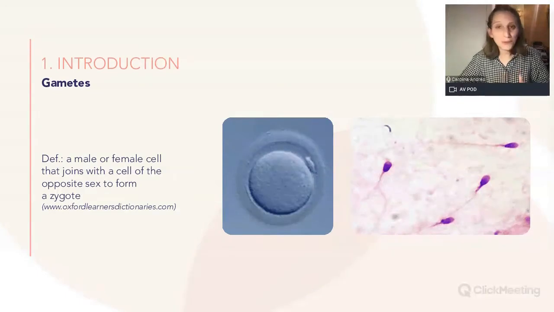So what's most important to form an embryo is that we have the female cell and the male cell. That means the egg and the sperm. That's what we call the gametes. So anytime you hear about the gametes, we're going to refer to these two important cells.